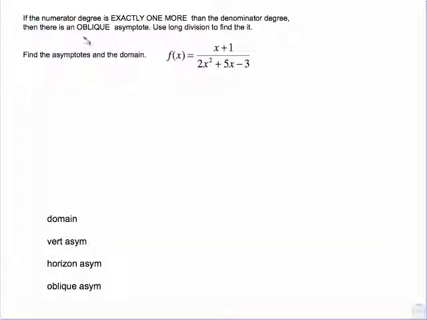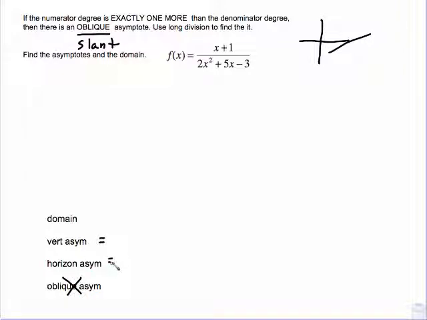So here's another situation. If the numerator degree is exactly 1 more than the denominator degree, then you have what's called an oblique asymptote. Another name for oblique asymptote is slant asymptote. So instead of it being straight up and down or straight left and right, it'll be at some sort of angle. It will be a slant. So the first thing you look at is the degree here. Is that the situation here? Is the numerator degree exactly 1 more than the denominator degree? No, it's not, which says there is no oblique asymptote.